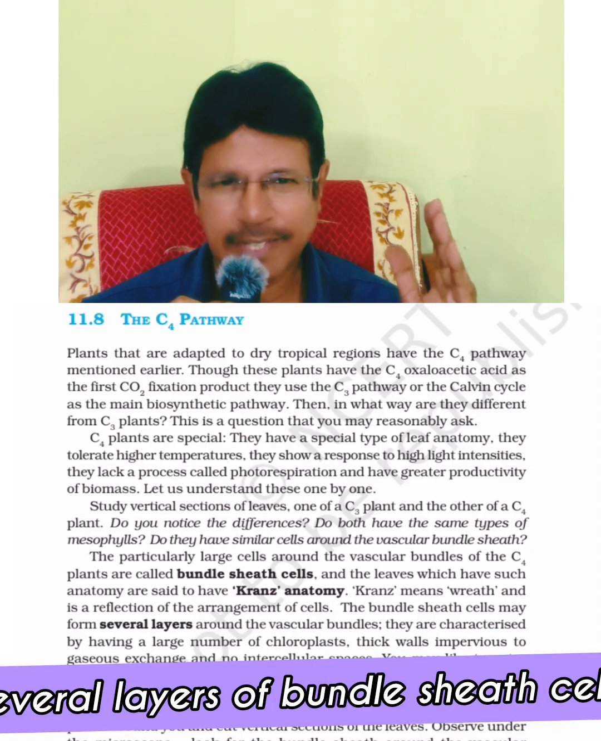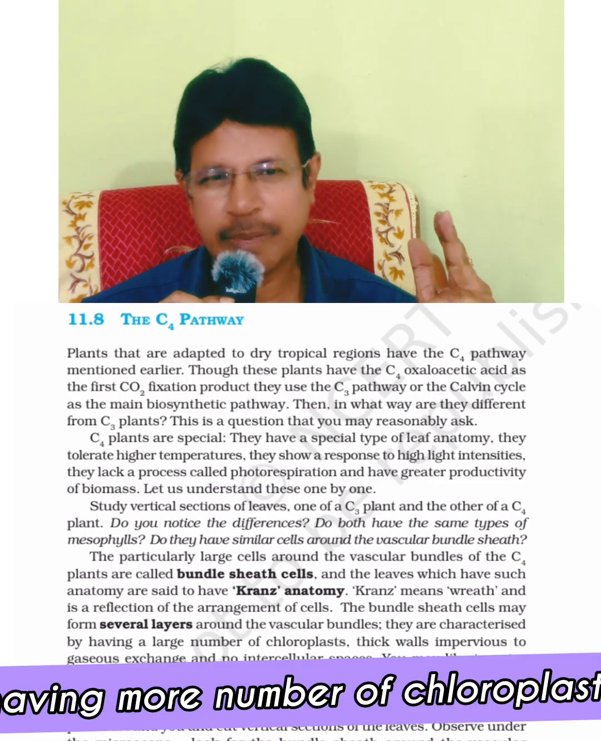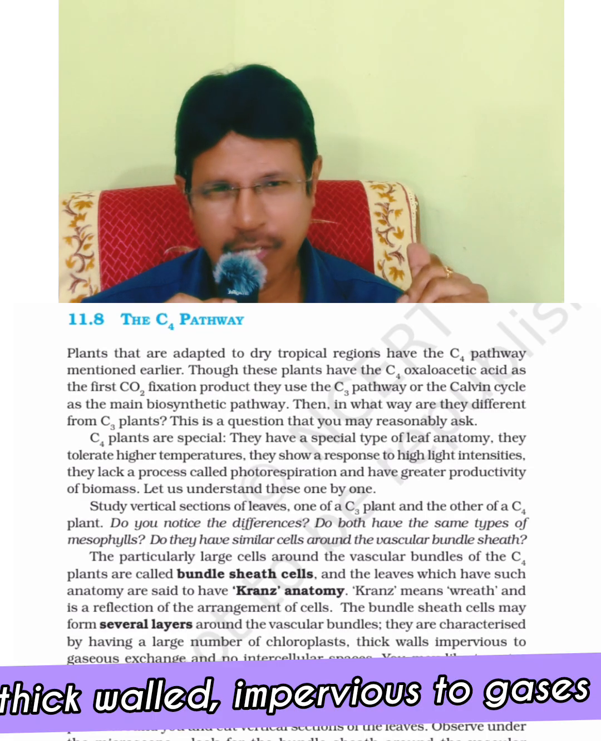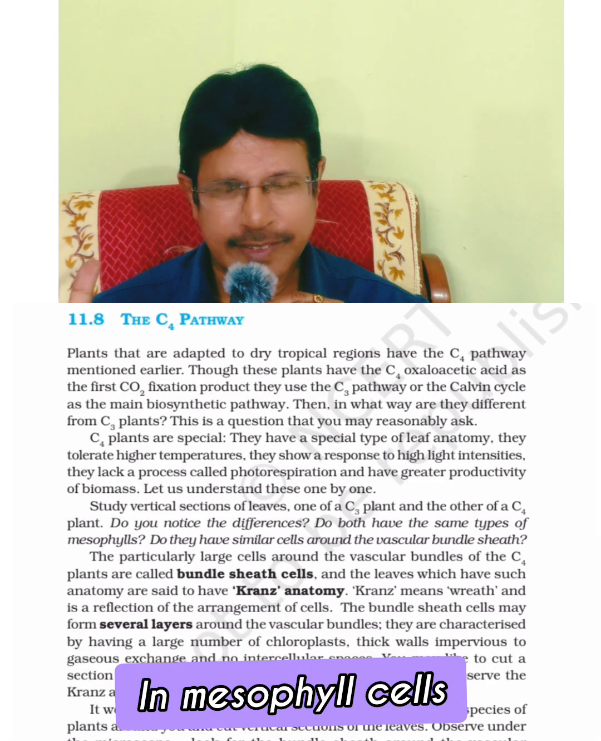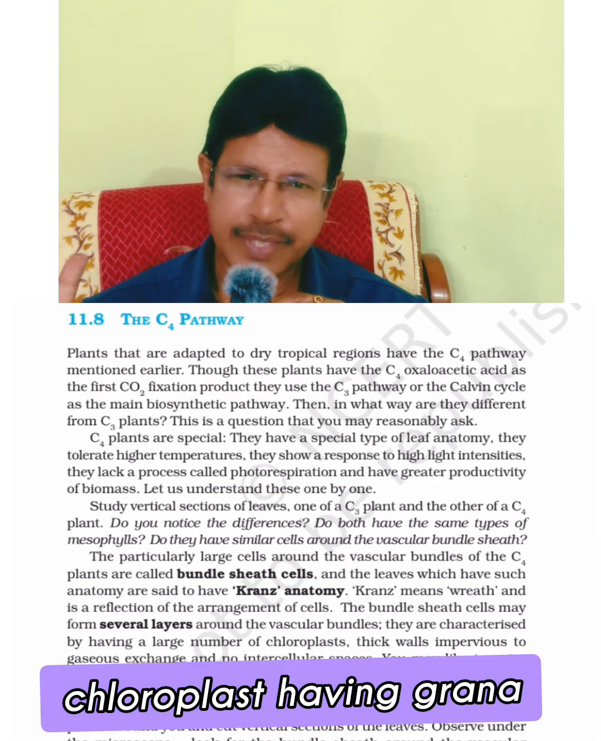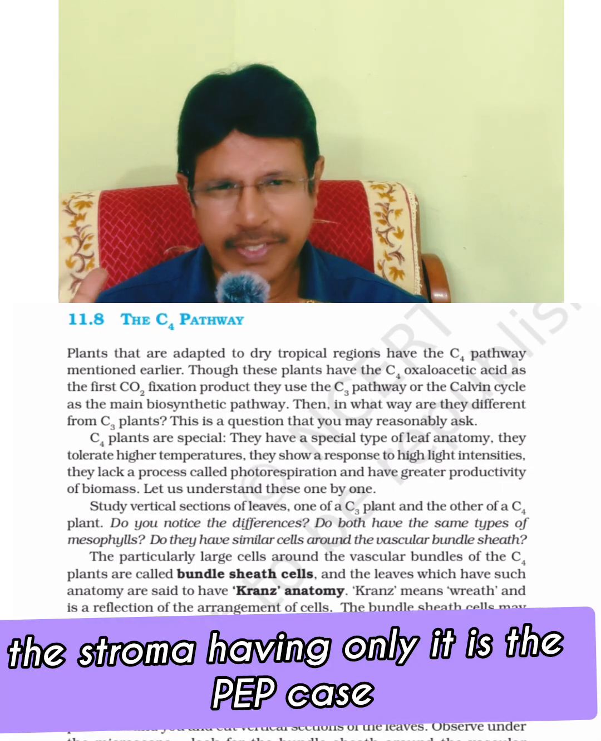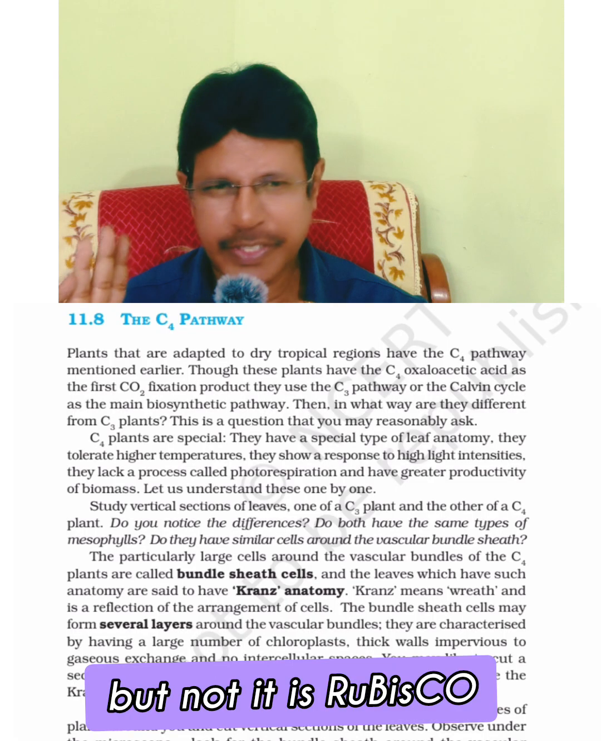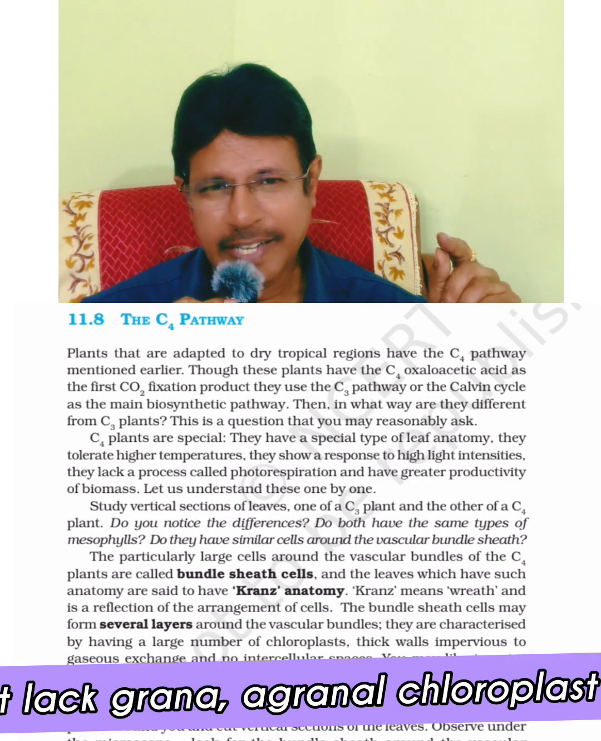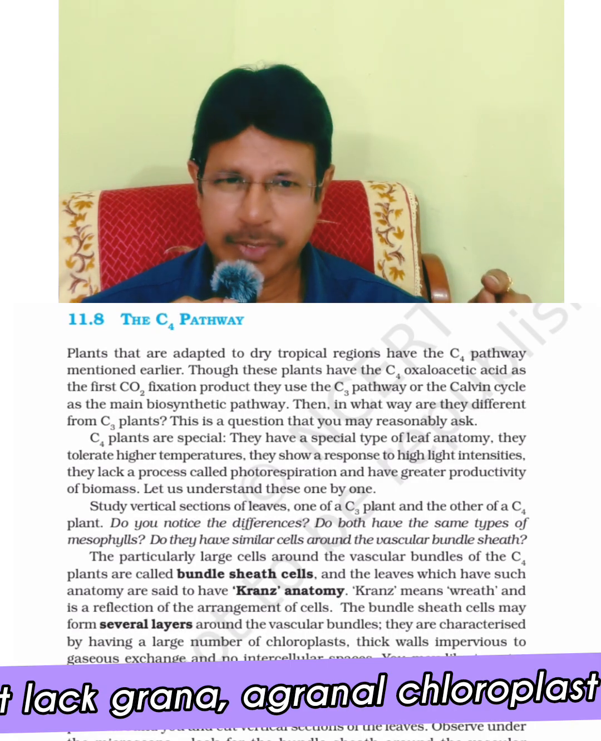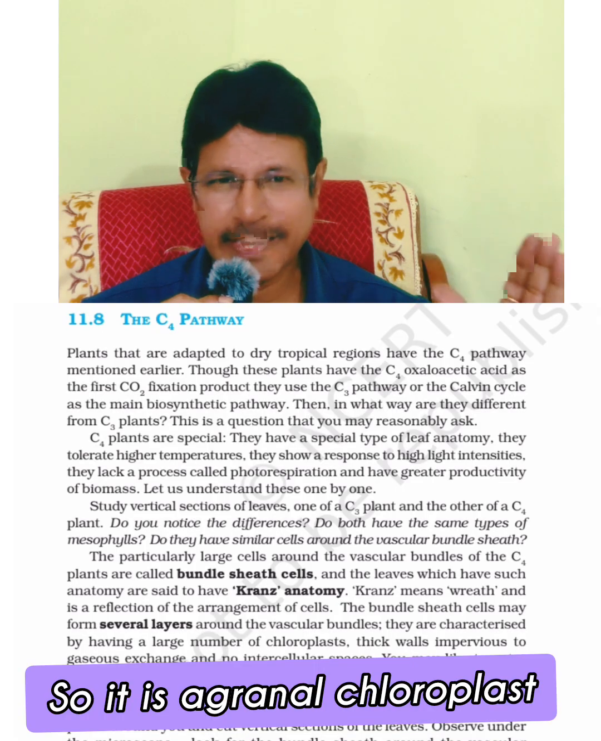Around the vascular bundle, there are several layers of bundle sheath cells which are large, have more chloroplasts, are thick-walled, and impervious to gases. In mesophyll cells, the chloroplasts have grana. In these, the stroma has only PEPcase, but not rubisco. In bundle sheath cell chloroplasts, grana are lacking, an agranal chloroplast, but thylakoid membranes are present which are not stacked.